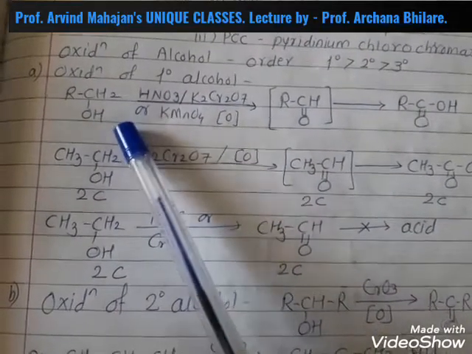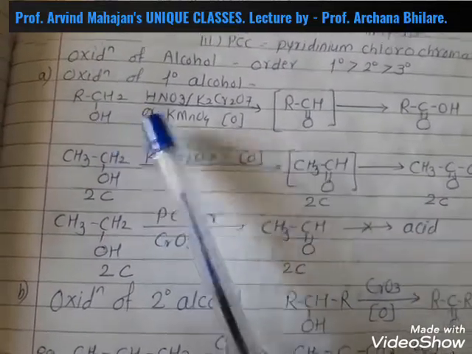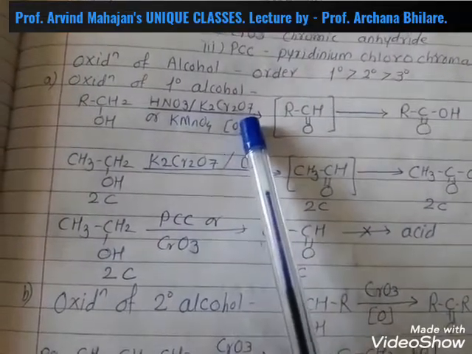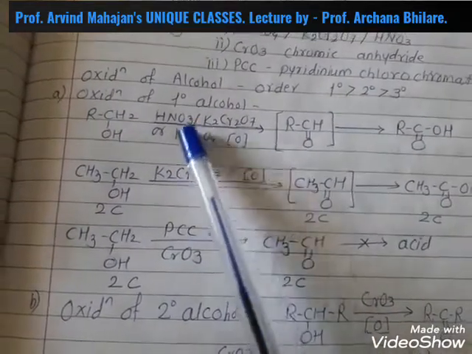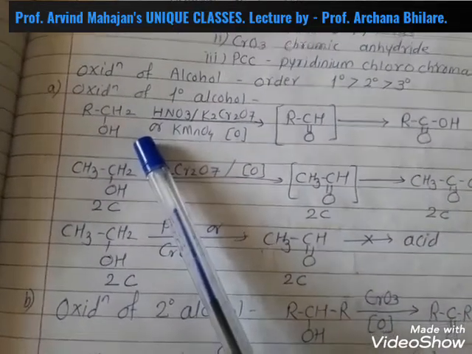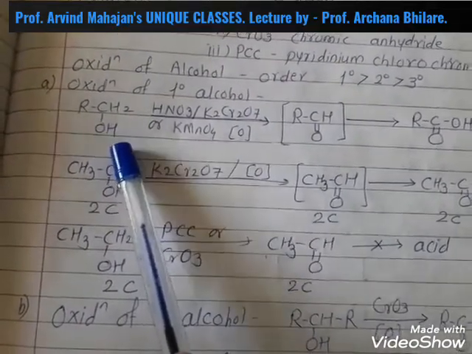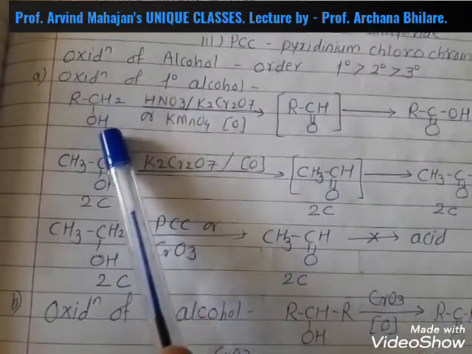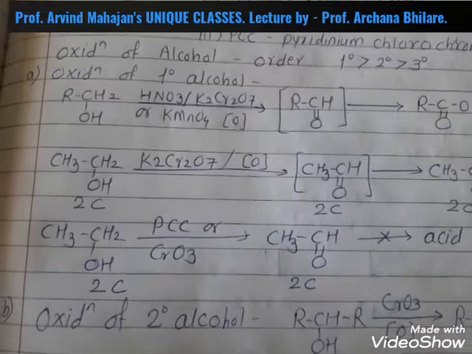RCH2OH. CH2OH is the characteristic group of primary alcohol. It reacts with a strong oxidizing agent like HNO3, K2Cr2O7 or KMnO4. They provide nascent oxygen which oxidizes this alcohol. Now I always say change takes place near the functional group. The functional group used here is alcohol. So this is oxygen, and oxygen is used to do oxidation.